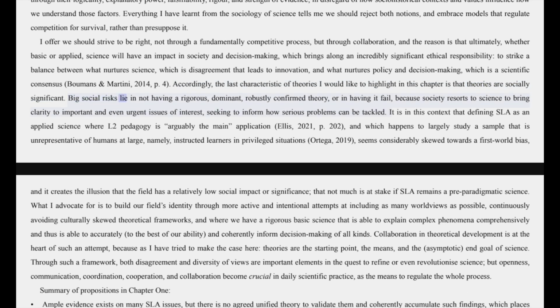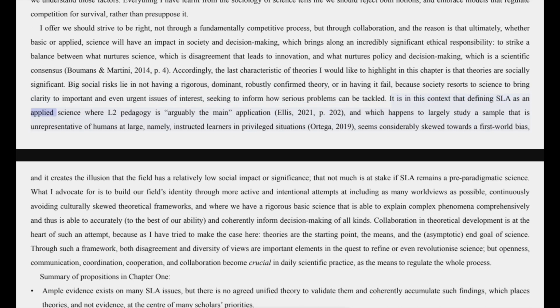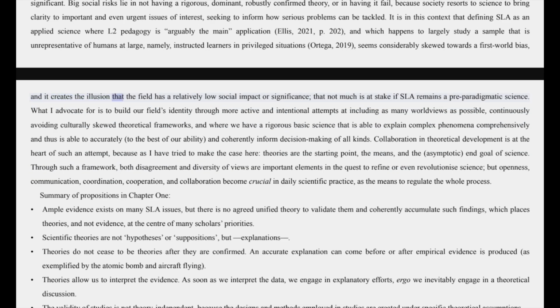significant. Big social risks lie in not having a rigorous, dominant, robustly confirmed theory, or in having it fail, because society resorts to science to bring clarity to important and even urgent issues of interest, seeking to inform how serious problems can be tackled. It is in this context that defining SLA as an applied science where L2 pedagogy is arguably the main application, Ellis, 2021, p. 202, and which happens to largely study a sample that is unrepresentative of humans at large, namely, instructed learners in privileged situations, Ortega, 2019, seems considerably skewed towards a first-world bias. And it creates the illusion that the field has a relatively low social impact or significance, that not much is at stake if SLA remains a pre-paradigmatic science.